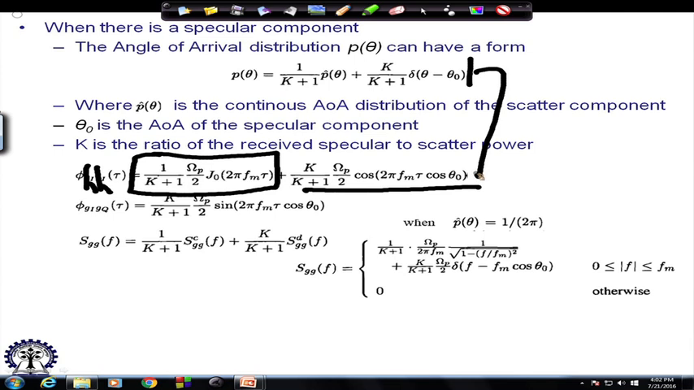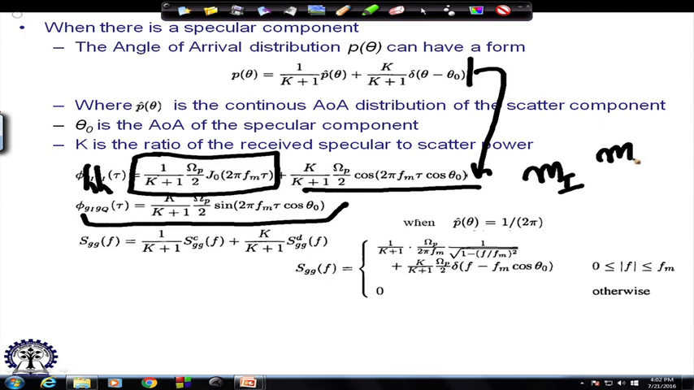Similarly, additionally, there is this phi gi gq component which was not present earlier, because remember in this case we have a mean mi and a mean mq, which were 0 for the case of p theta equals 1 by 2 pi, and are non-zero for this particular case. And this is the power spectral density, which would look in this fashion as given over here. So this is for the Rician case, it looks more complicated, and that is why Rayleigh is the case which is easier and gives us an insight into the performance of systems.